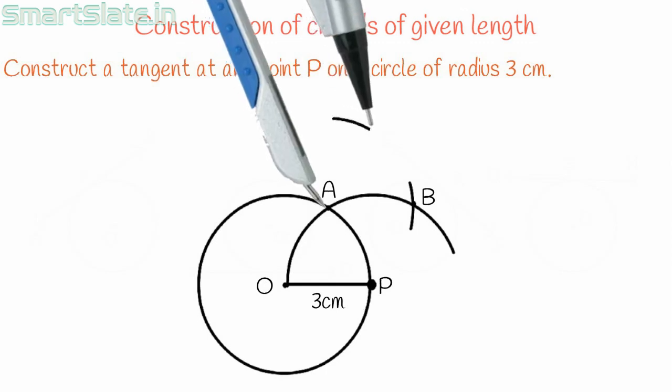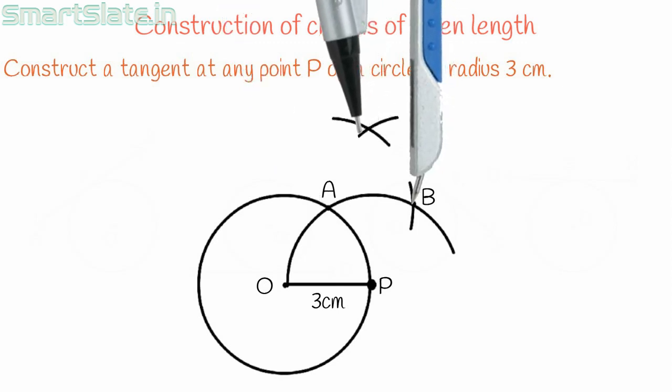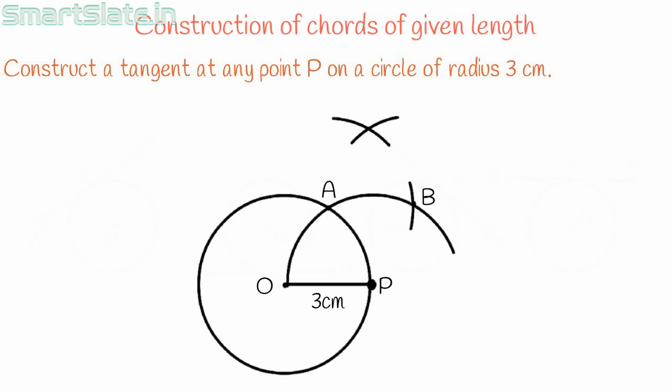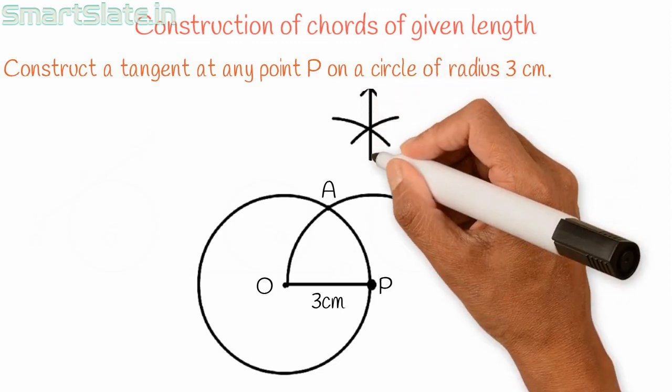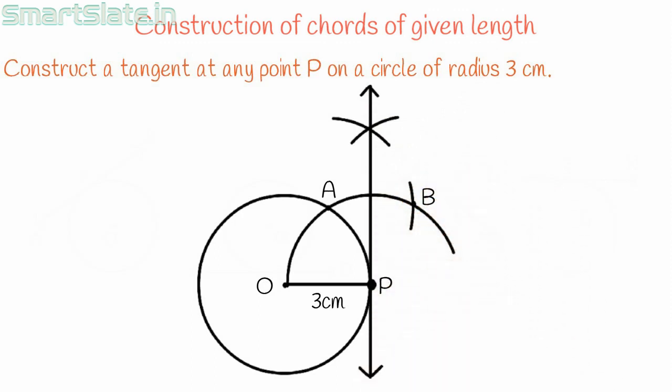Keep A as a center, draw an arc. Then, keeping B as a center, draw another arc. These two arcs meet at a point. From this intersection point, draw a straight line through point P. We have a tangent here. We have successfully constructed the tangent where P is the point of contact of the tangent and circle.